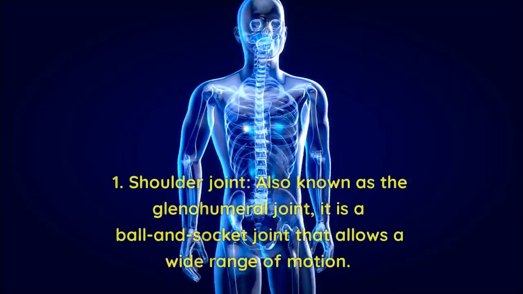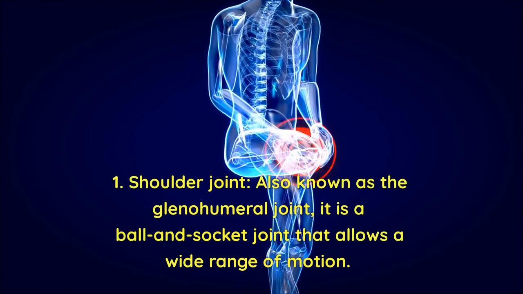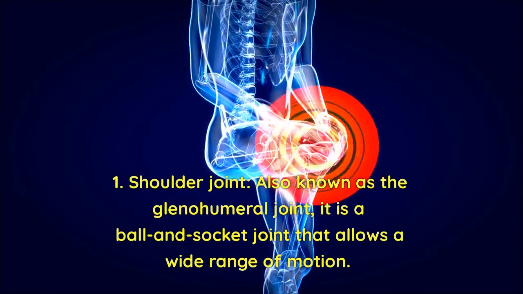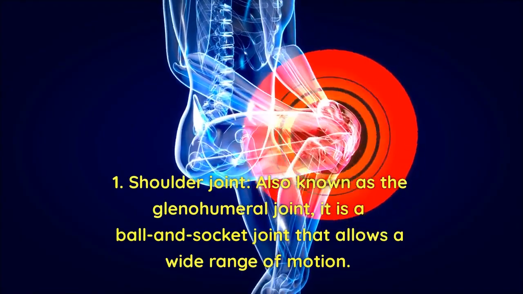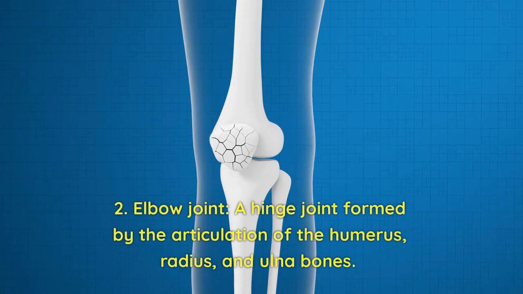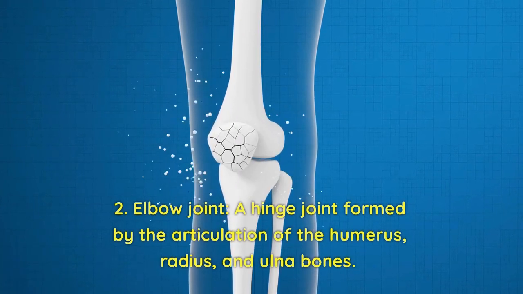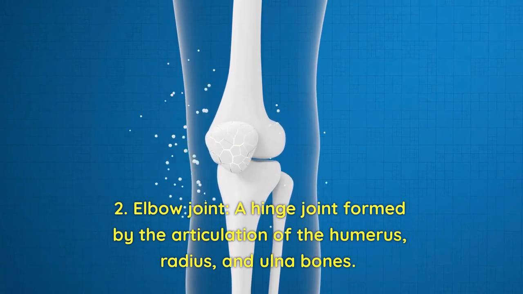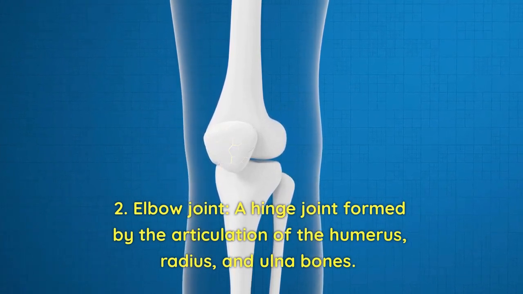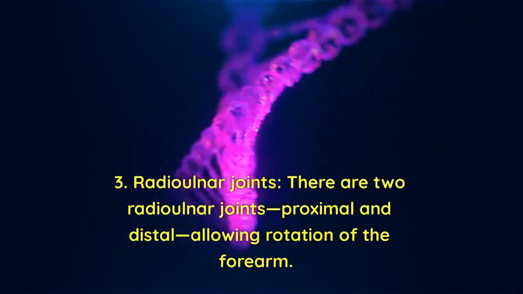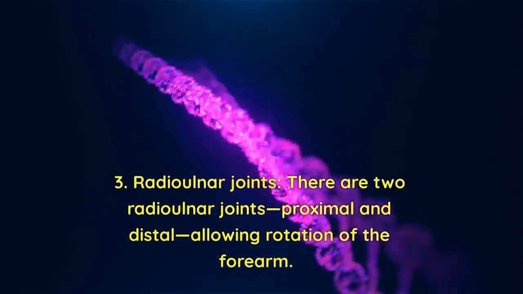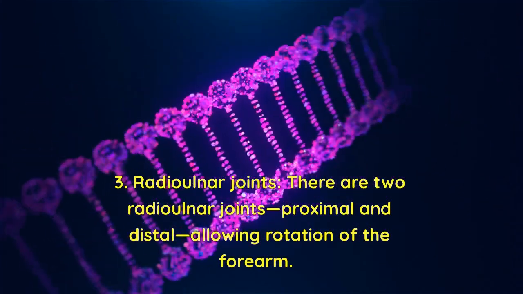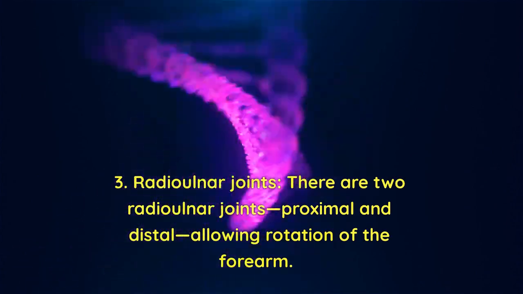Joints. 1. Shoulder joint, also known as the glenohumeral joint. It is a ball and socket joint that allows a wide range of motion. 2. Elbow joint, a hinge joint formed by the articulation of the humerus, radius, and ulna bones. 3. Radioulnar joints. There are 2 radioulnar joints, proximal and distal, allowing rotation of the forearm.